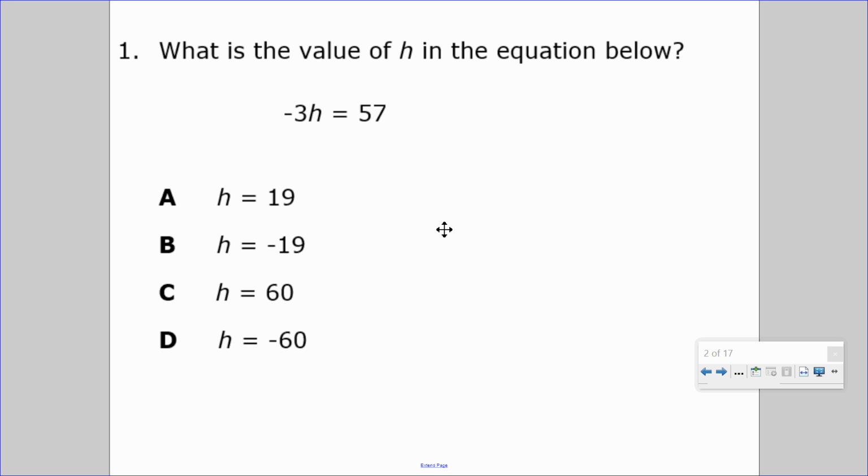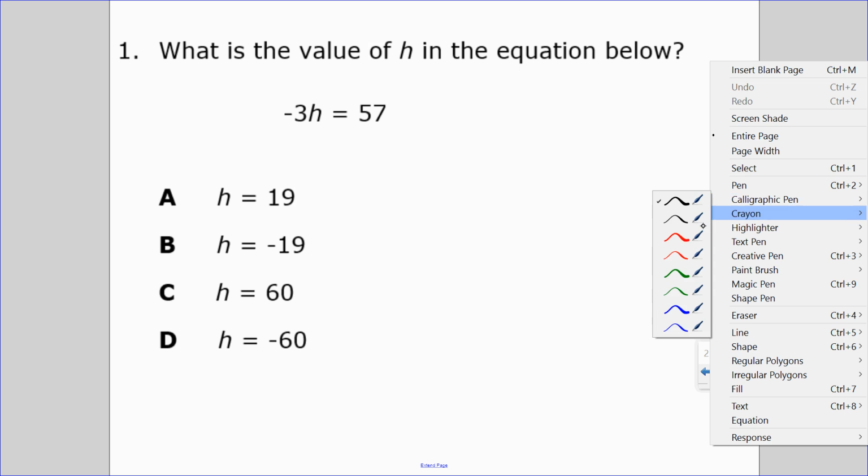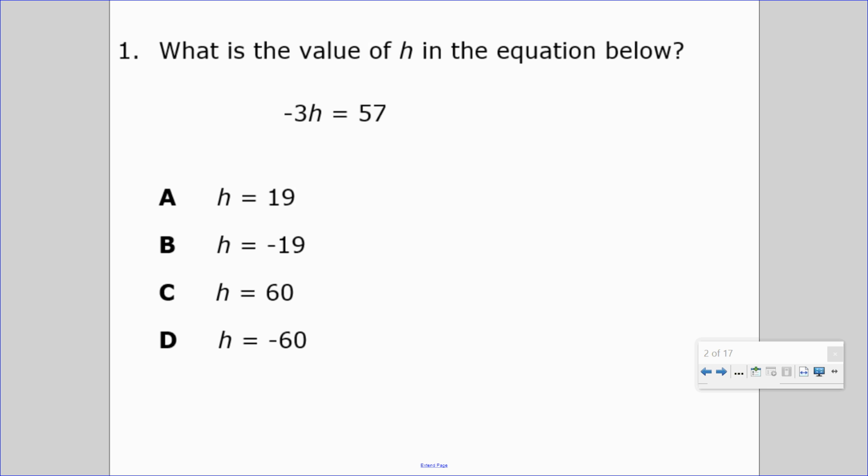This is test 4-2. So number one, what is the value of h in the equation below? So let's see this. Is this an addition, subtraction, multiplication, or division equation? It is a multiplication. If you need to, draw a multiplication dot right there. Negative 3 times h equals 57. So we need to isolate this h. In order to do so, what is the inverse or opposite operation of multiplication? It is division. So we're dividing.